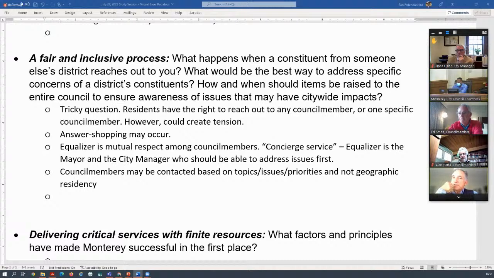Yeah. That takes discipline. That's tough sometimes to do that. Hans, I see your hand as the key person in all this. Your thoughts? Yeah, thank you so much, Vice Mayor Smith.